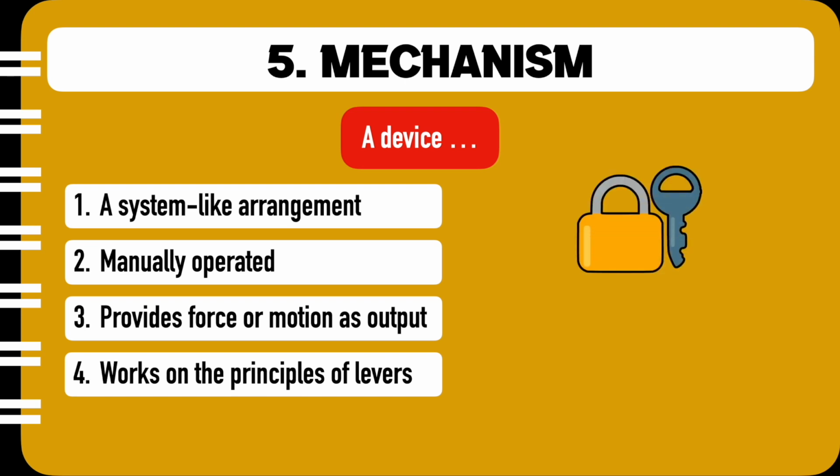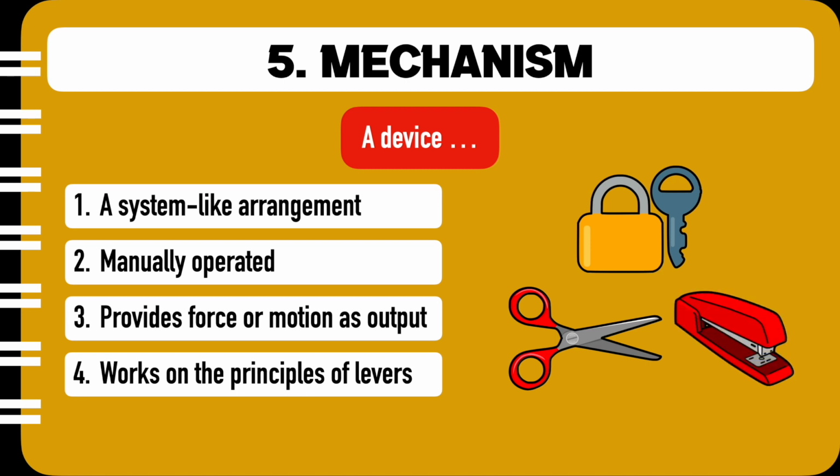Here are some examples. The traditional padlock is a mechanism. We operate it manually and it has a lever system inside. The example of a pair of scissors is a little confusing. Many people might put it under the category of tools, but because it has a fulcrum in the center, it comes under the class of mechanism, and the same applies for a stapler too.